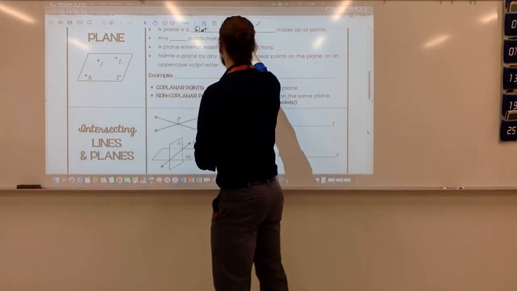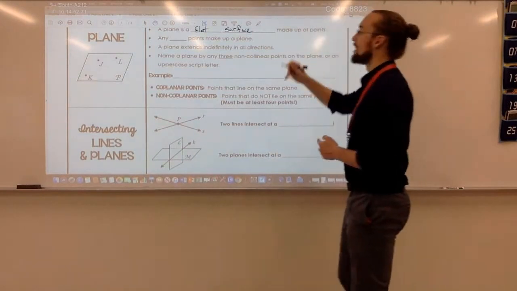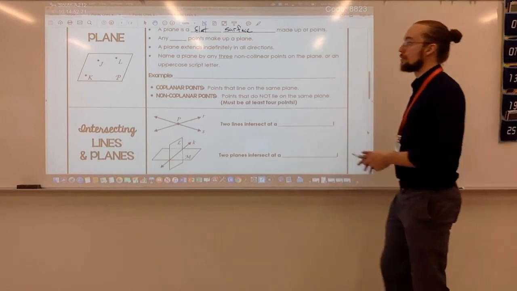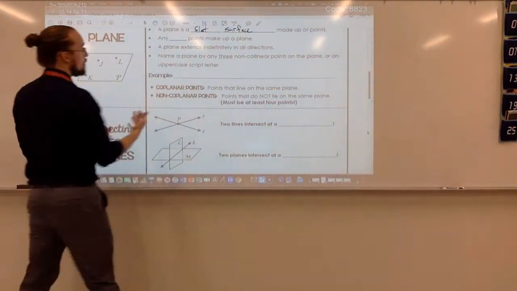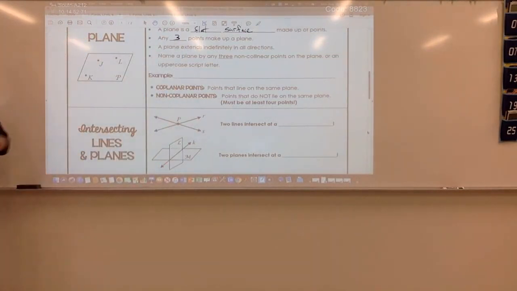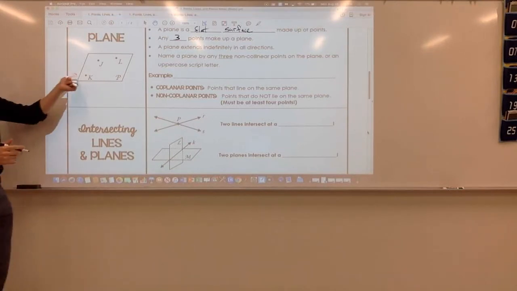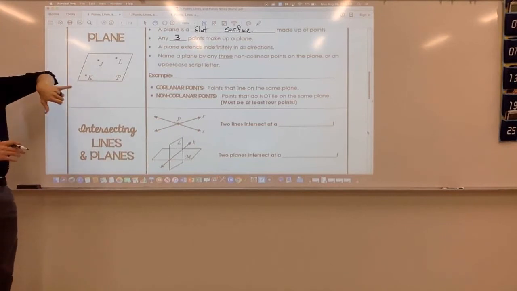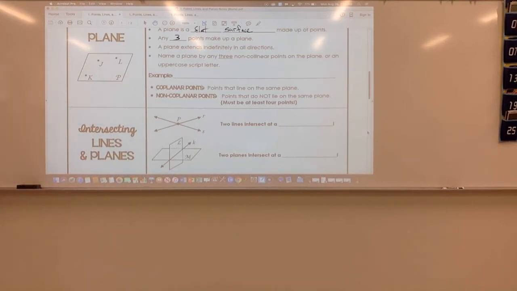And again, a plane is made up of an infinite number of points. Okay, on a flat surface, I could draw an infinite number of points. Now, the minimum number of points we say is 3. Any 3 points make up a plane. Okay, so here we've got K, J, and L on this plane. Even in that last example where we had X, Y, and Z, okay, I had a line drawn through X and Y and then Z off to the side. I could draw a plane between those 3 coordinate points.